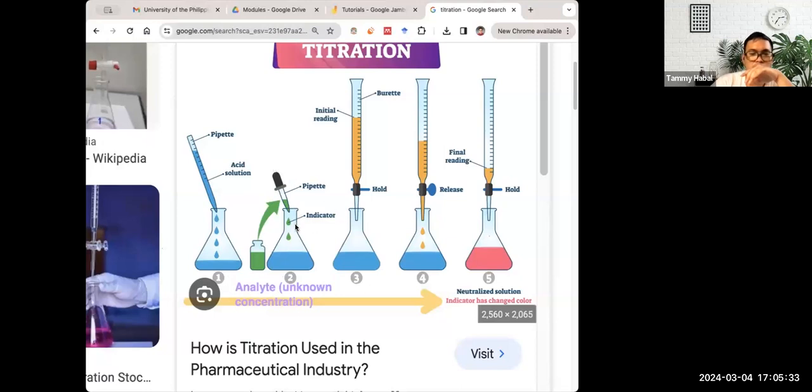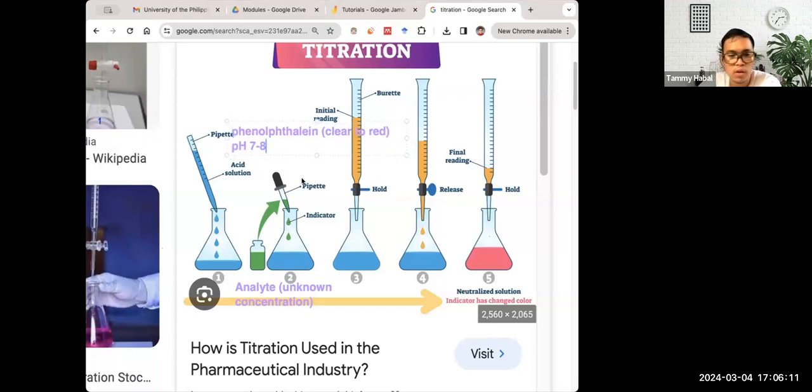So you put an indicator to see the changes of your solution. The indicator changes color upon a certain pH change, for example, phenolphthalein. This is phenolphthalein, a known pH indicator that changes color from clear to red from pH, I guess, 7 to 8. It changes color from clear to red.